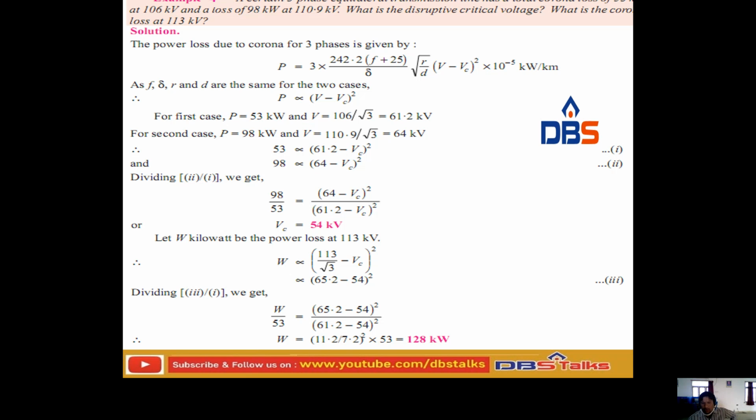Now divide equation 3 by 1. W by 53 equals (65.2 minus 54) square by (61.2 minus 54) square. We are getting corona loss at 113 kV as 128 kilowatts, right?